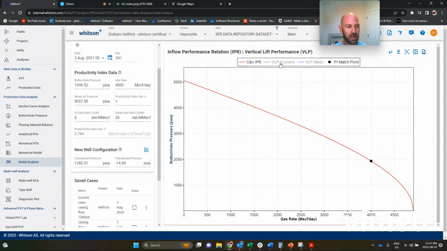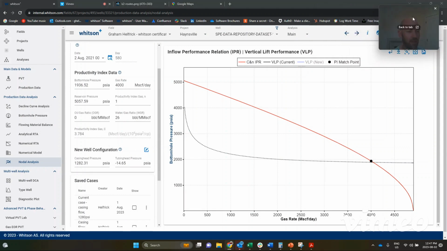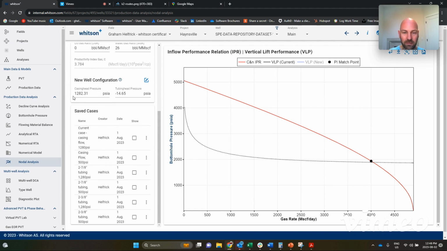Now, this particular well is flowing through casing. They haven't installed any tubing in it yet, and we can see that at this point, the well is liquid loaded. We see the tubing performance curve of the VLP, it's dashed. That's not good, right? So this particular well's at a high casing pressure, about 1300 PSI.